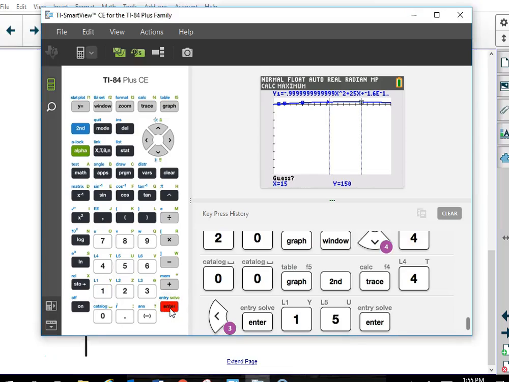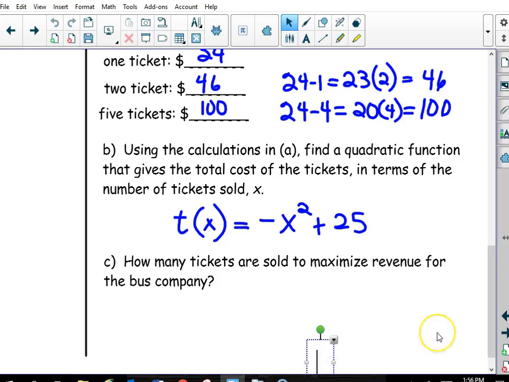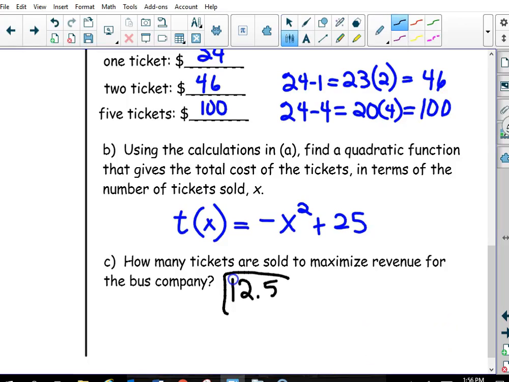Yeah, that looks like my max is boxed in, so let's press enter. And the max is at 12.49, that rounds to 12.5. And Y is 156.25. So at 12.5 tickets, you're going to maximize the savings on it, I think, or maximize the, nope, that is the tickets sold. So 12.5 tickets will maximize the profit. And I know they can't sell 12.5 tickets, so it's either 12 or 13.